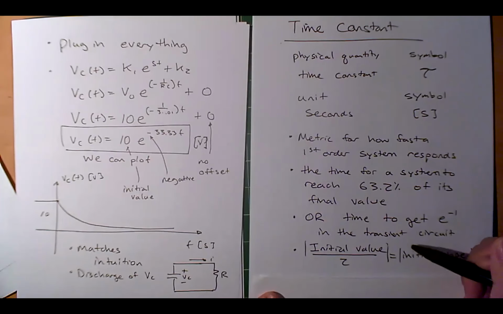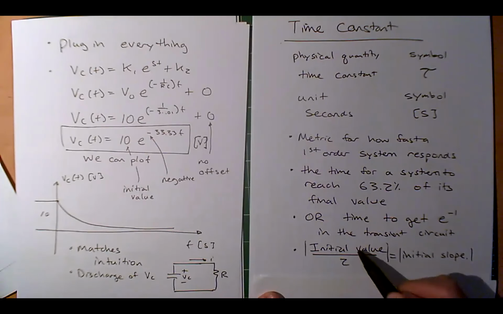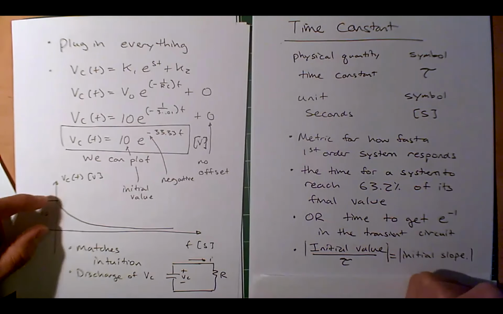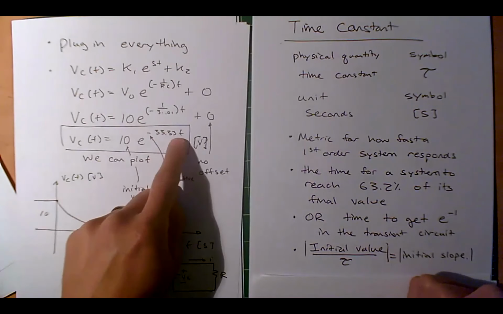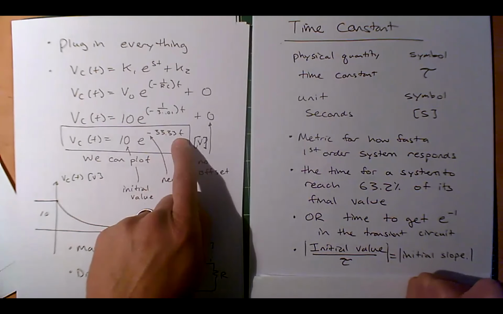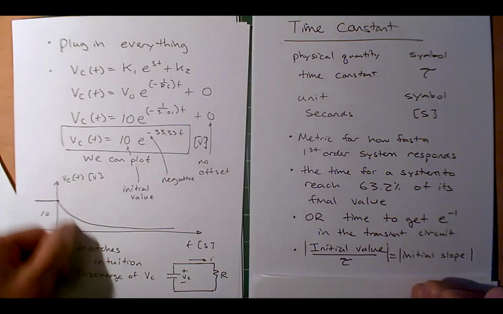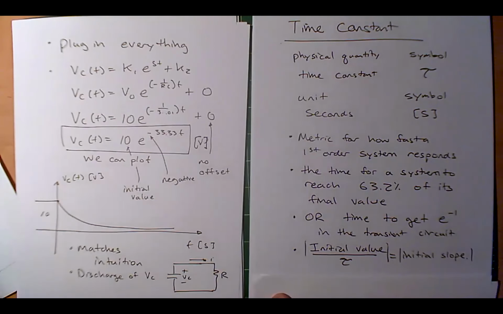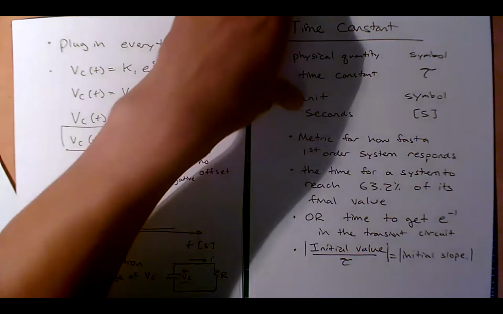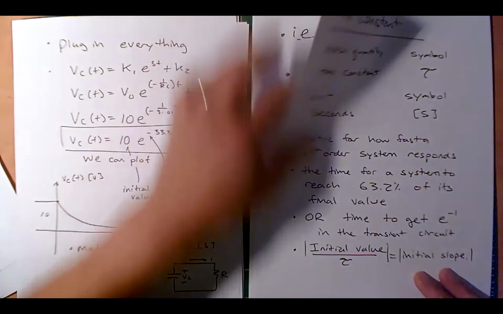The other property of a time constant is that the initial value divided by the time constant is actually the initial slope. So in this case, 10 divided by 1 over 33.33 is the initial slope of this system. Okay, so that's why a time constant is kind of useful. It has a lot of information embedded in it for first order systems.